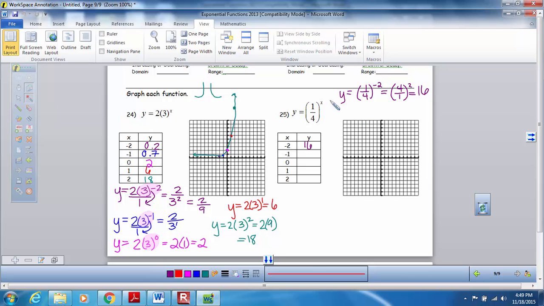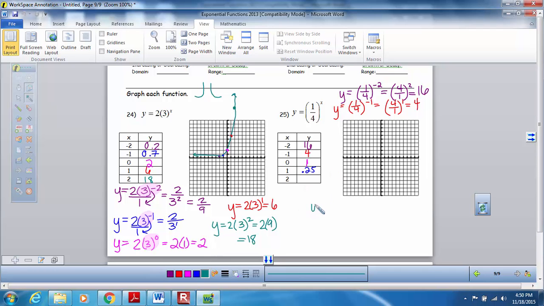Next, I'm going to plug in a -1. So I'm going to do y equals 1/4 to the -1. All we have to do to get rid of that negative is to flip it. And I know that 4/1 to the first is just 4. So I'm going to plug in 4. Here we have 1/4 raised to the 0. There's nothing outside, so that is simply going to be 1. Then we want to raise it to the first. Anything raised to the first is itself. So 1/4 here is just 1/4. If you put that in your calculator, that's going to be 0.25.